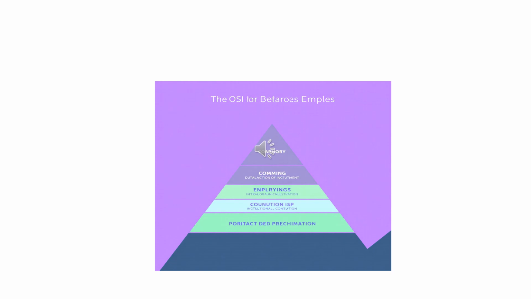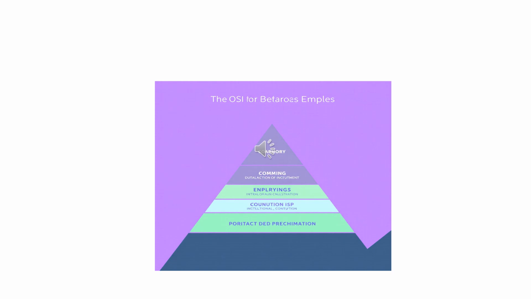Layer 1, Physical, deals with the physical transmission of data over network media. Layer 2, Data Link, manages how data packets are delivered across the physical network. Layer 3, Network, handles the routing of the data. Layer 4, Transport, ensures complete data transfer.